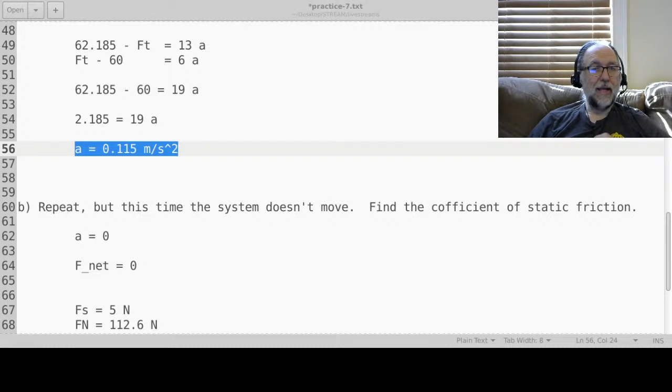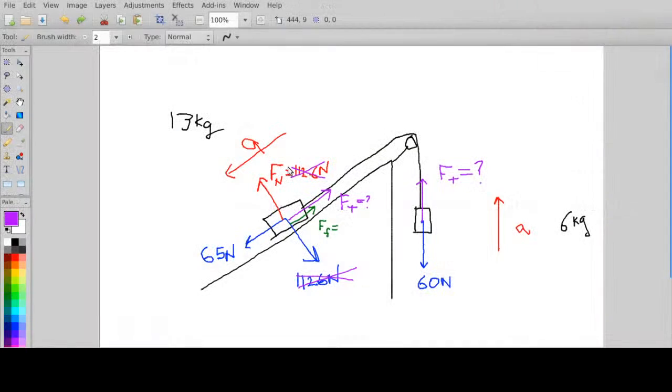Let's look back at the diagram very quickly. That FT, we do know its value now. FT was 2.815, like that. The only thing we didn't know was the FT there. The question was for the acceleration, and the acceleration turned out to be 0.115.